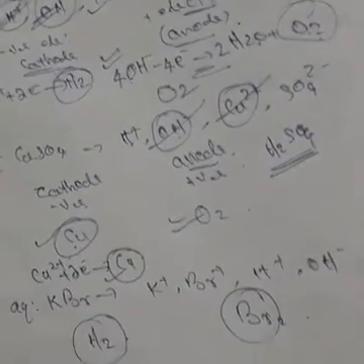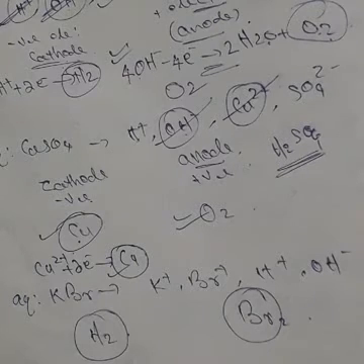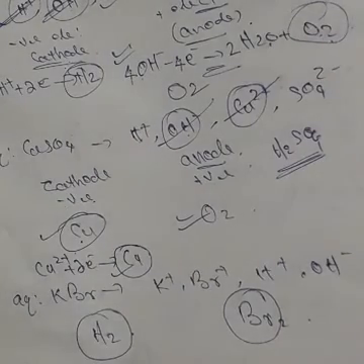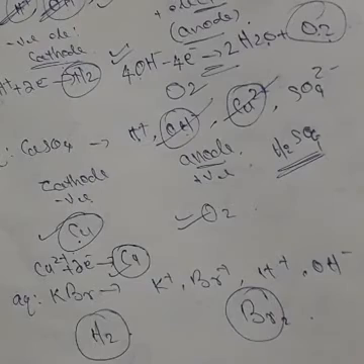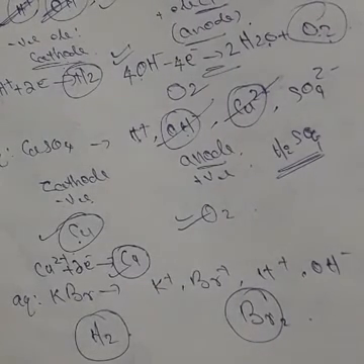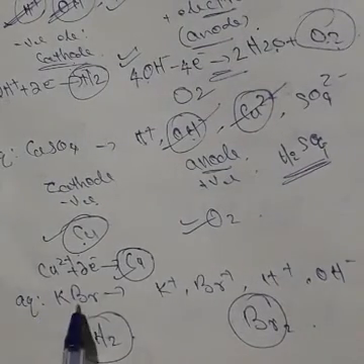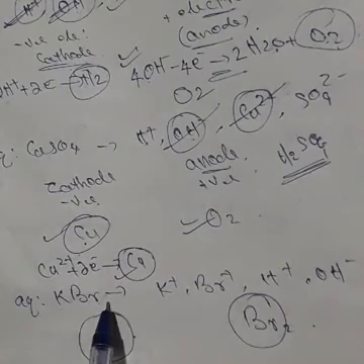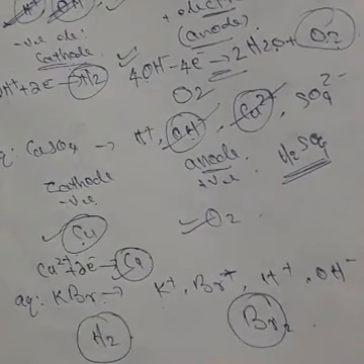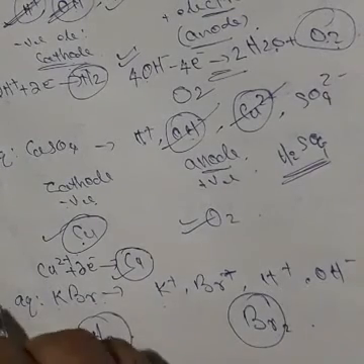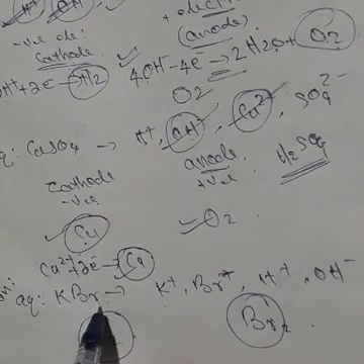Clear? Next one, look here, electrolysis of aqueous potassium bromide. Here the electrolyte is not given. It is given that the product formed at the cathode is hydrogen and the product formed at the anode is bromine, Br2. So it will be aqueous KBr, aqueous potassium bromide. Aqueous potassium bromide means there will be K plus, Br minus, H plus and OH minus. And here it will be concentrated KBr, aqueous concentrated potassium bromide.